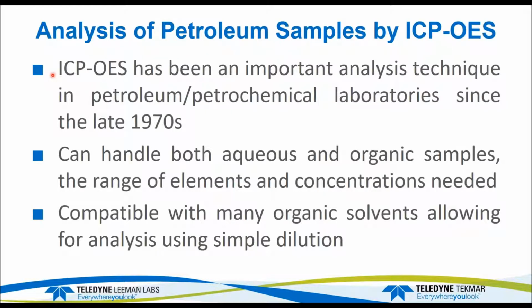Okay, so analysis of petroleum samples by ICP has been done since the late 1970s. A lot of the original work was done at Exxon in Texas. And the reason ICP is a good match for petroleum type samples or oil samples is it can handle both aqueous and organic sample types, and handle the range of elements and the concentrations that are found in the industry. It's also compatible with many different organic solvents, so you can do analysis using simple dilutions with solvent to fit the different types of samples that people may have to deal with.